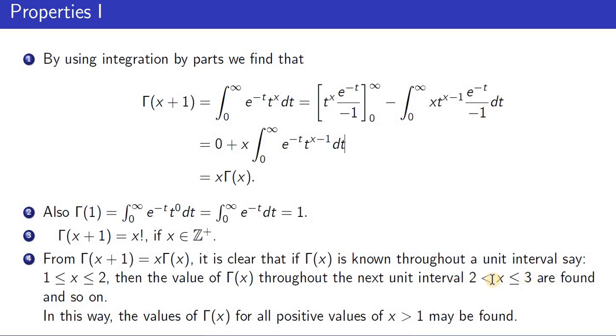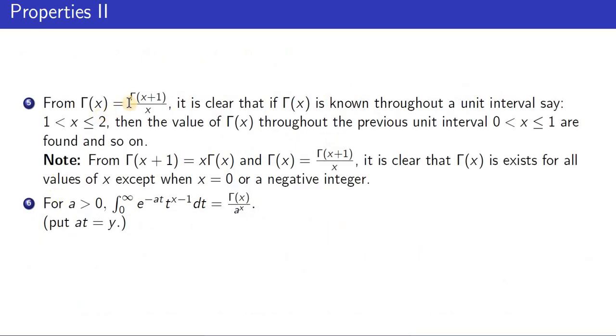Similarly, we can go back also. Gamma of x is nothing but gamma of x plus 1 divided by x. So if you know the values between 1 and 2, you can easily find the values of gamma between 0 and 1. And you should note that gamma of 0 is undefined and gamma of negative values are also undefined. You cannot define the gamma of any negative number or 0.